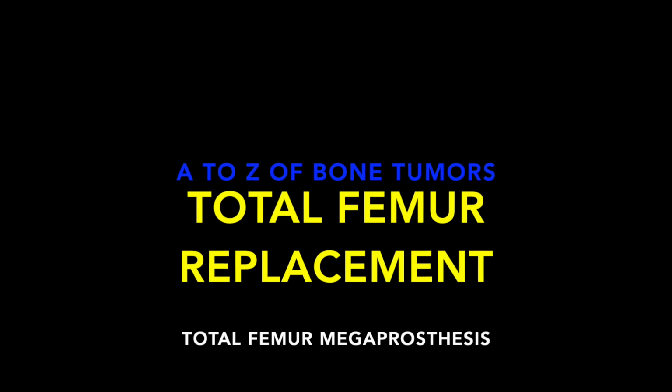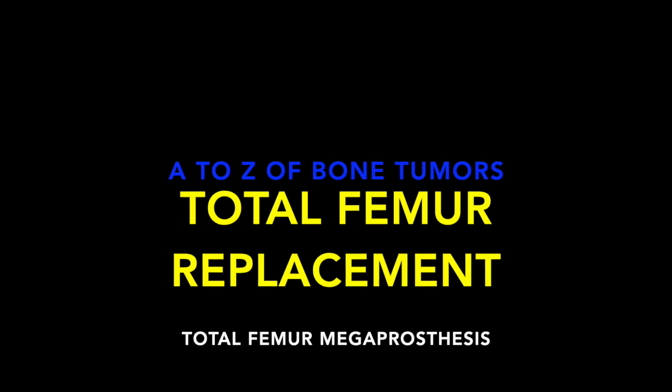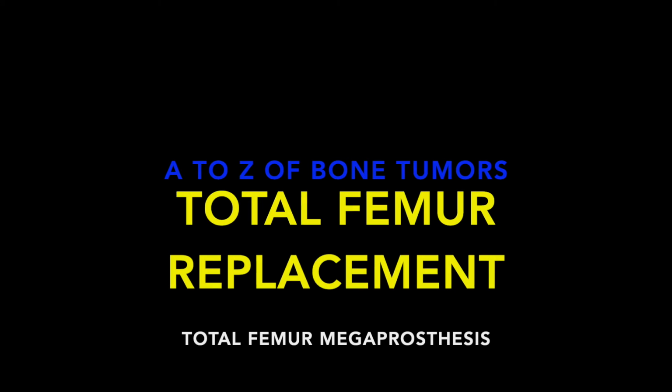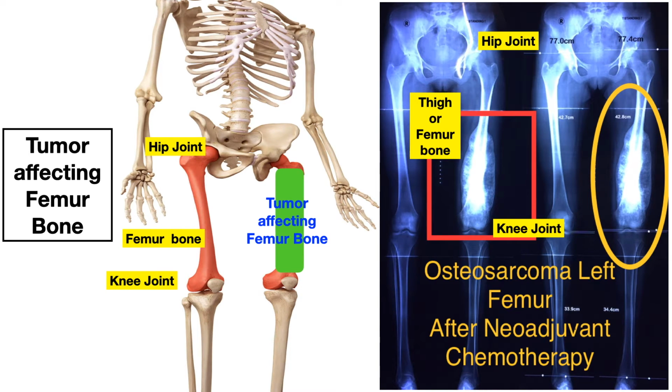What is total femur replacement? It's a surgery in which the total femur is replaced by a total femur megaprosthesis, which is an artificial implant. The thigh bone or femur bone forms the hip joint with the acetabulum and the knee joint with the tibia bone.